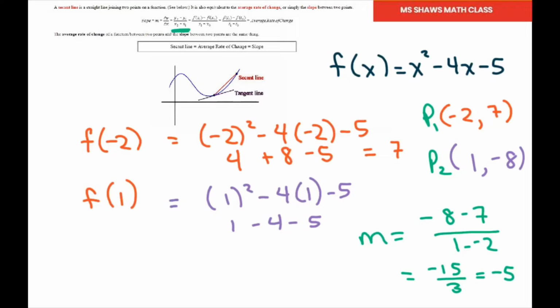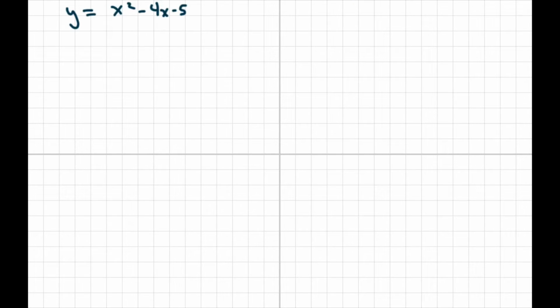Now let's graph this and look at the secant line and get the equation. So here's our graph. We already know that we have a point at -2 and 7. So 1, 2, 3, 4, 5, 6, 7. All right, and then we also have 1 at -8. 1, 2, 3, 4, 5, 6, 7, 8.